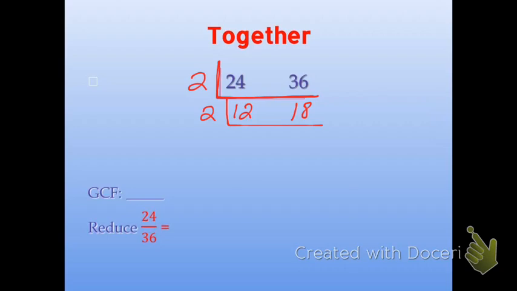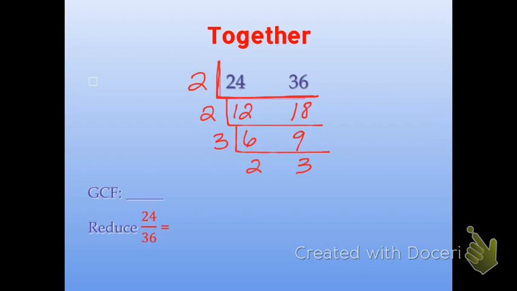So we're going to divide it again. 2 goes into 12 6 times. 2 goes into 18 9 times. Do we still have a common factor between 6 and 9, Emily? Yes. What is it? 3. Good. No more 2s right now. We're on 3. 3 divides into 6 how many times? 2. 3 divides into 9 how many times? 3.